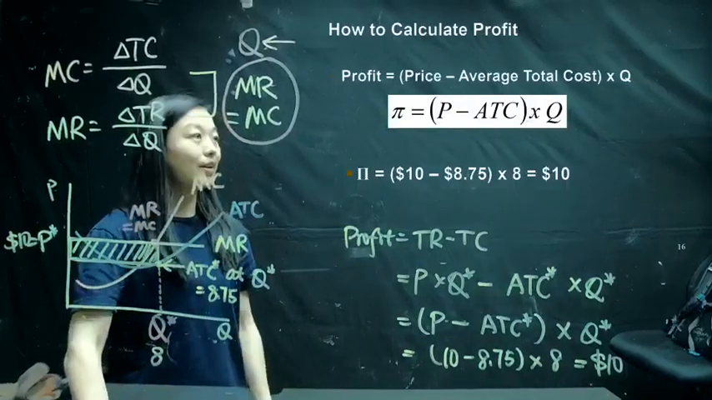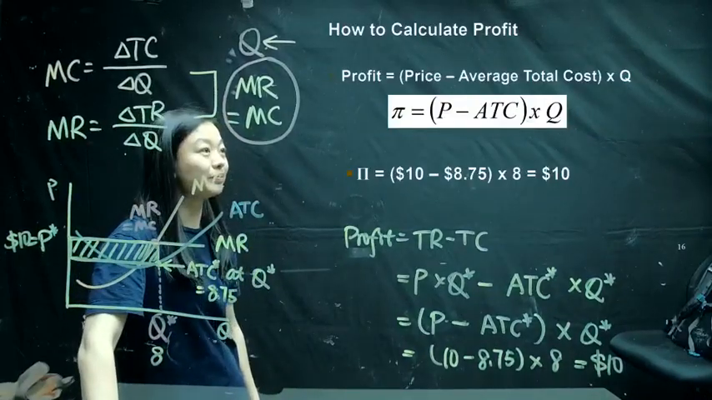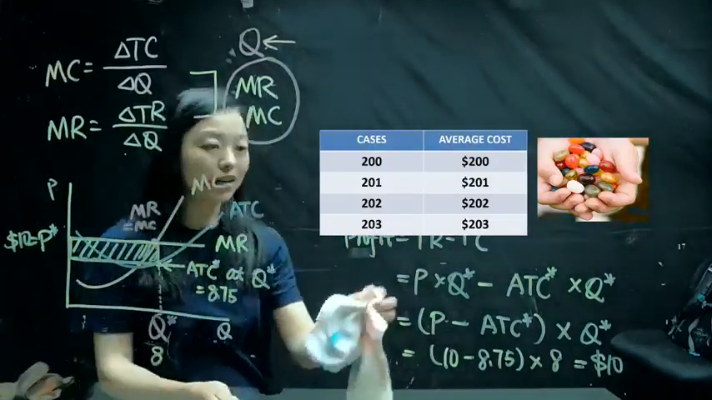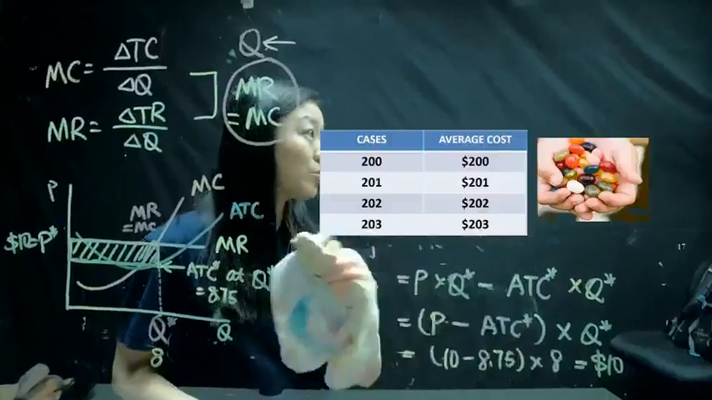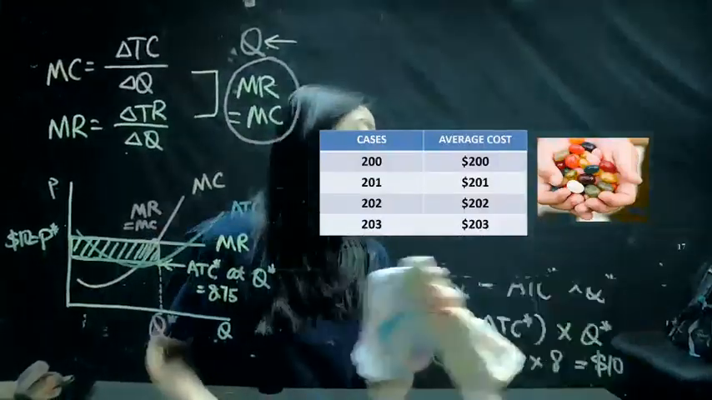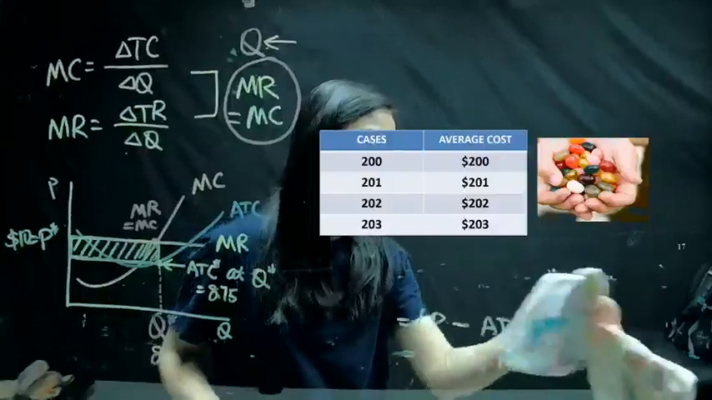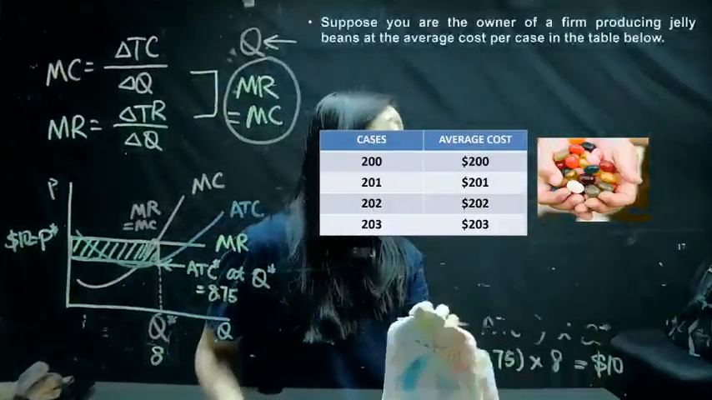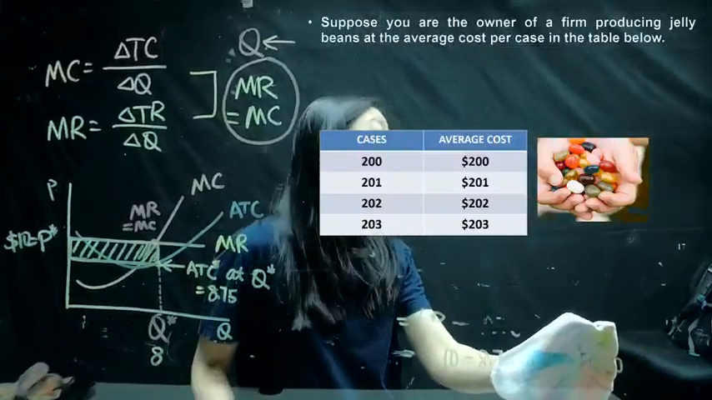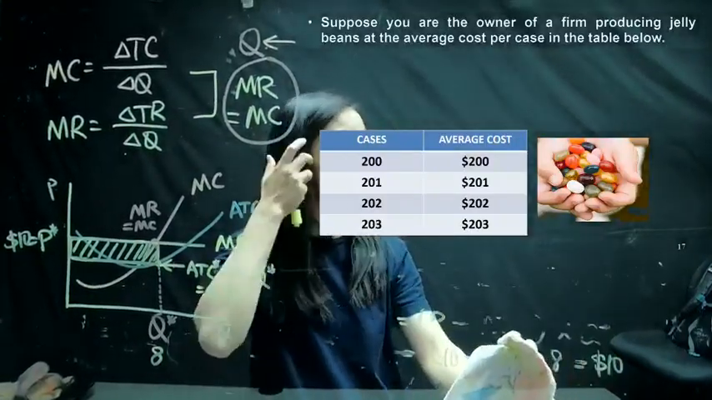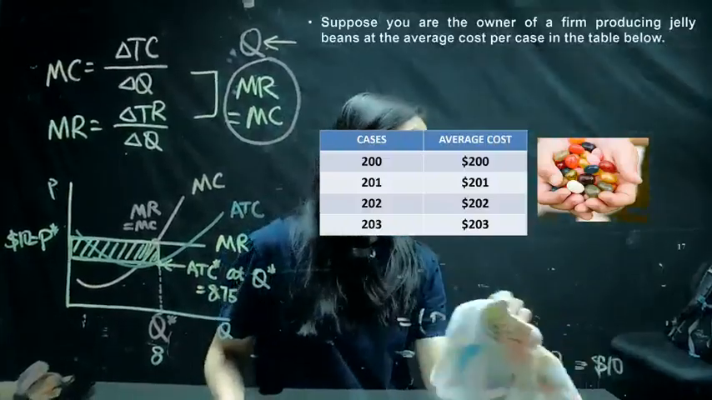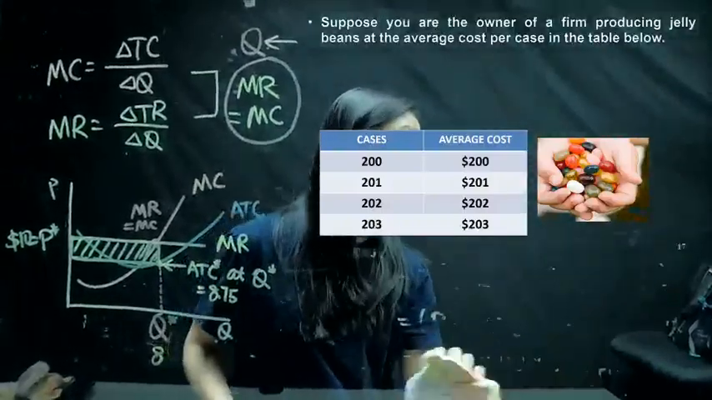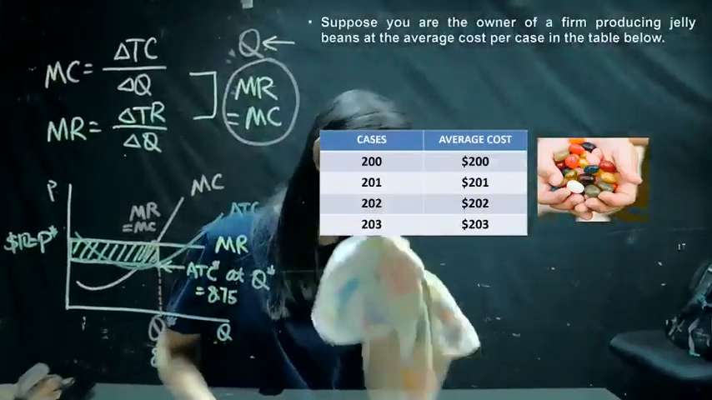Understand? Now let's look at one question. Look at this table. The first column shows you the cases, which is the quantity. The second column shows you the average cost, which is the average total cost. Now, suppose you are the owner of a firm producing jelly beans at the average cost per case in the table below. If you produce 200 cases, then your average cost is $200. If you're producing 201 cases, then your average cost is $201. Understand?